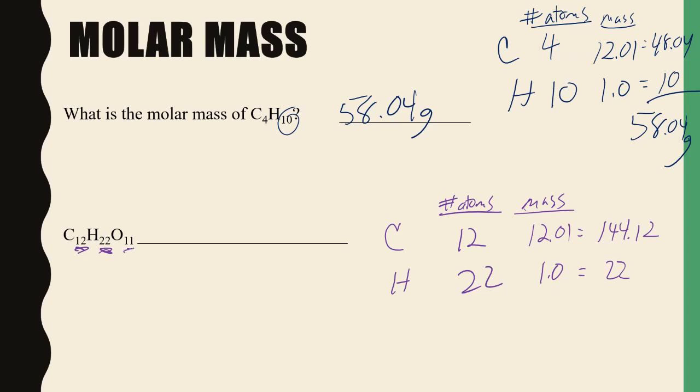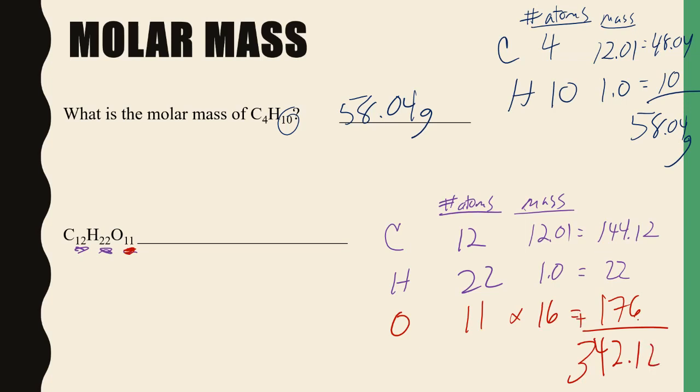And then the oxygens, let's do that red in deference to Dr. Hart. So oxygen, there are 11 of those. Each one weighs 16. So 11 times 16 is, I can't do that one in my head, unfortunately, 176. And then we're going to add all those up. So 176 plus 22 plus 144.12 gives us a grand total of 342.12 grams. So that's how many grams 1 mole of this weighs, 342.12 grams.